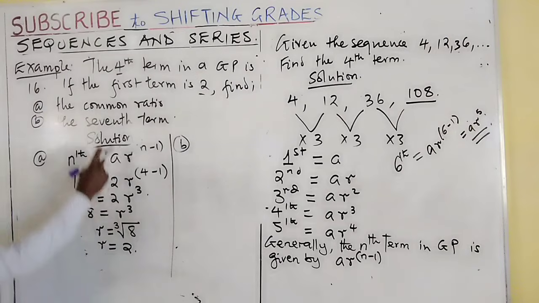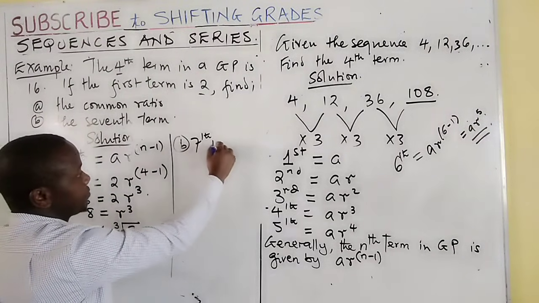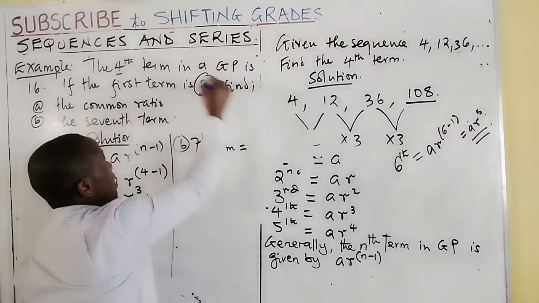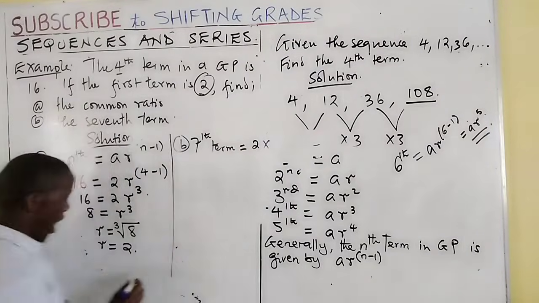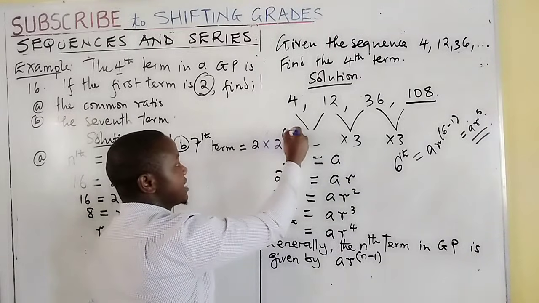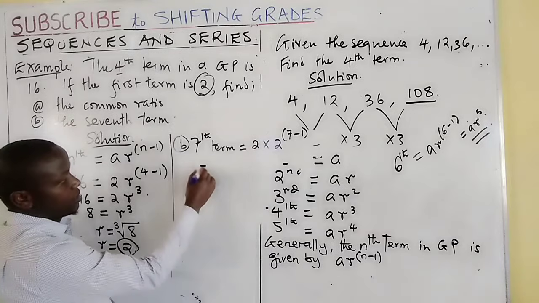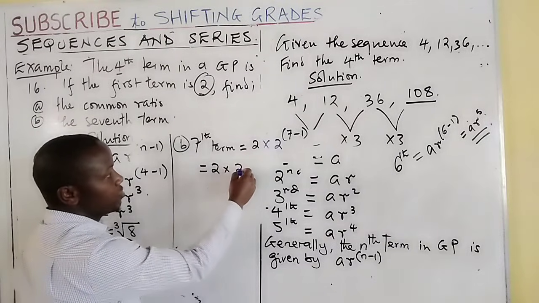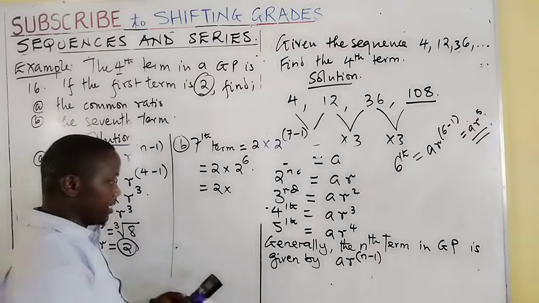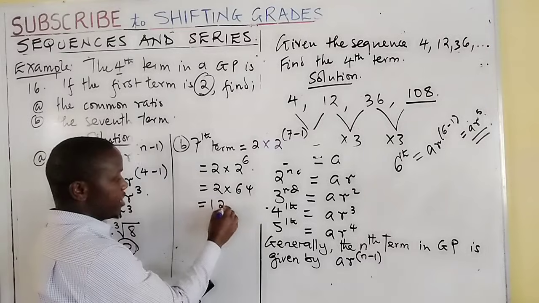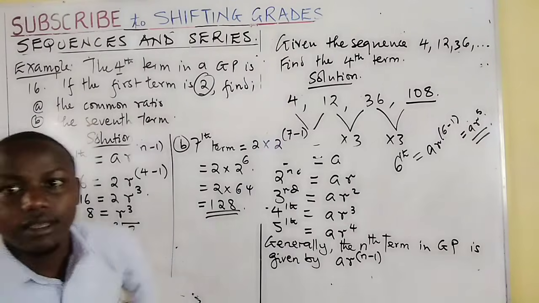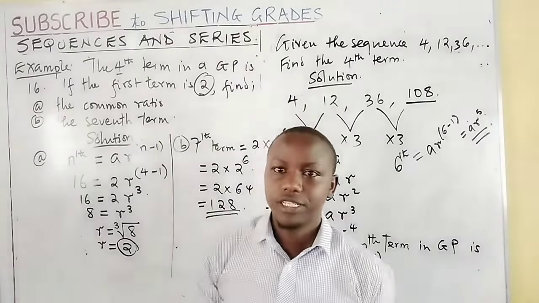Part B, find the seventh term. Therefore, to obtain the seventh term, it means we will take the first term, which is given here as 2, times r. R we've already calculated in part A. We have found it is 2. Then r we raise it to power 7 minus 1. So this will be 2 times 2 raised to power 6. 2 raised to power 6 is 64. So 64 times 2 is 128. So that will be the seventh term for this geometric sequence. So that's all about geometric sequences.